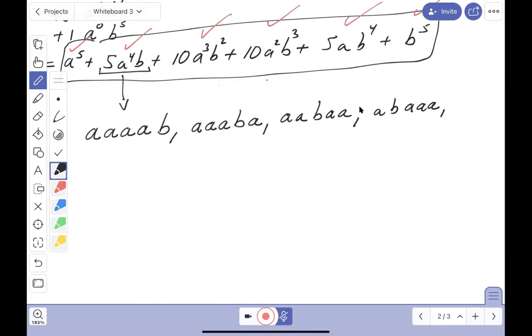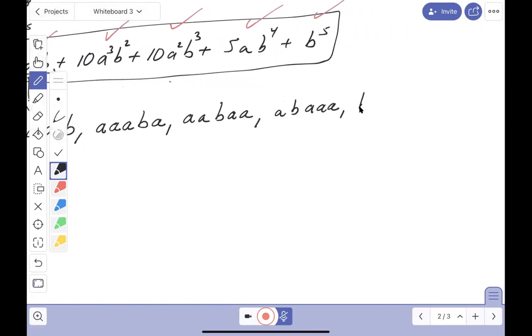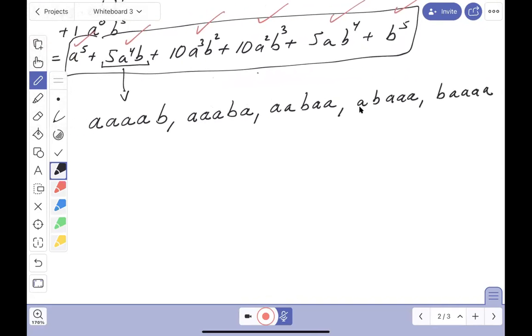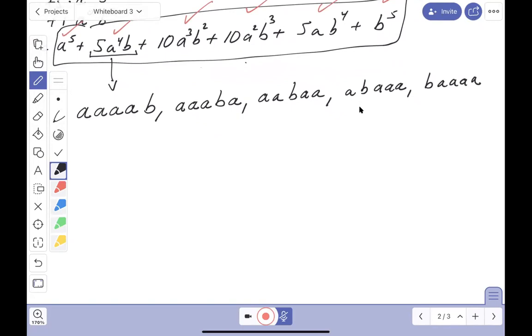And last but not least would be B followed by 4 A's. All right, what did I notice? I got 5 orderings of that.